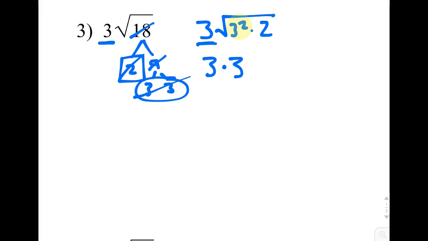But I can't lose this 3 that I had originally. So I have the original 3 that I started with, and I have to multiply it by the 3 from the inside here. So that's where that one came from. And then I still have my square root 2. So my final answer is actually 9 square root of 2. It's because I had a 3 out front and a 3 squared from the inside that came out.